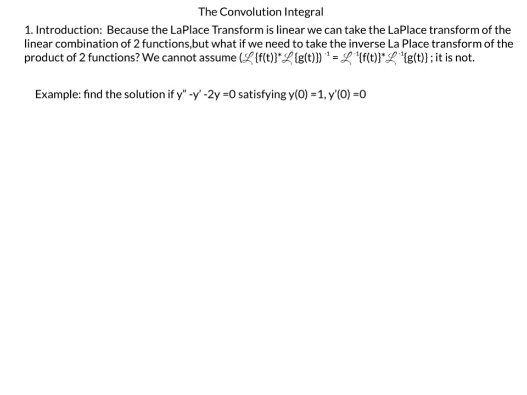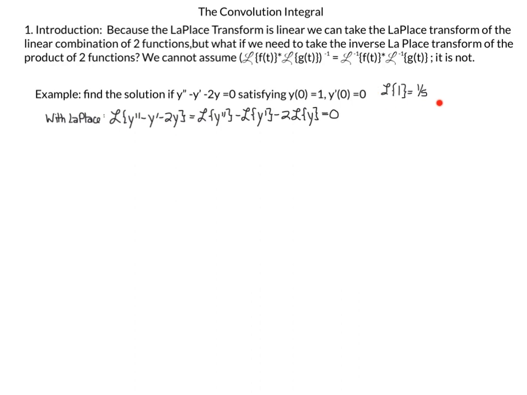I want to give you an example of these two cases where we have a linear combination of two functions versus when we have the product of two functions. So this is a problem we have solved before, y double prime minus y prime minus 2y equals 0, and it satisfies these initial conditions: y of 0 equals 1 and y prime of 0 equals 0. And we're also going to use this formula here: the Laplace transform of 1 is equal to 1 over s.